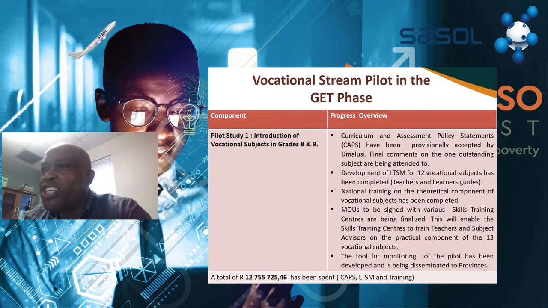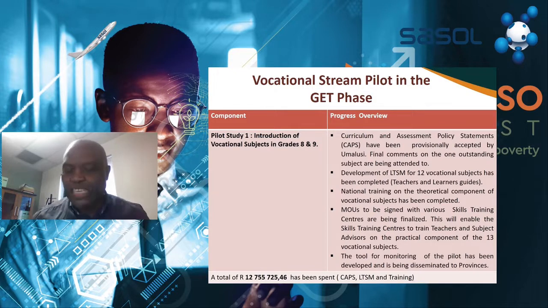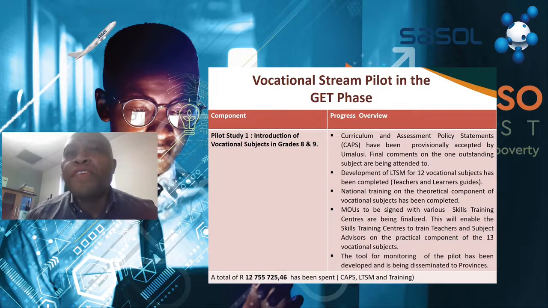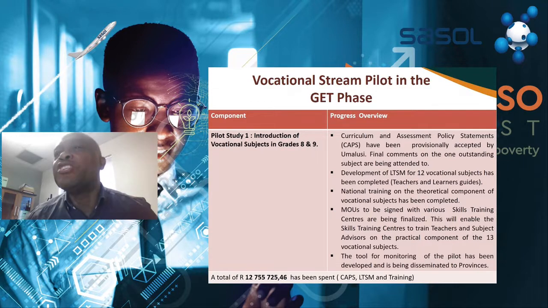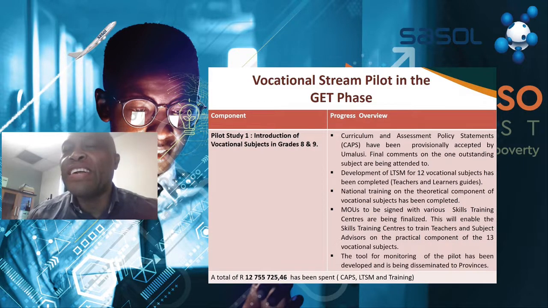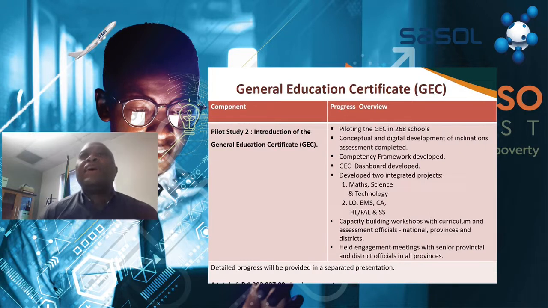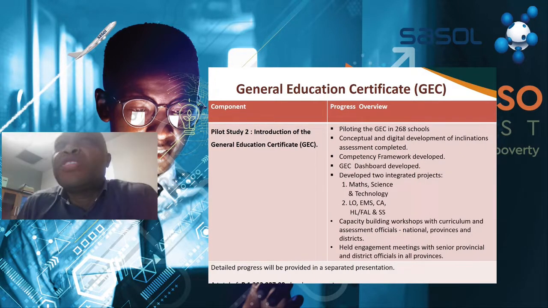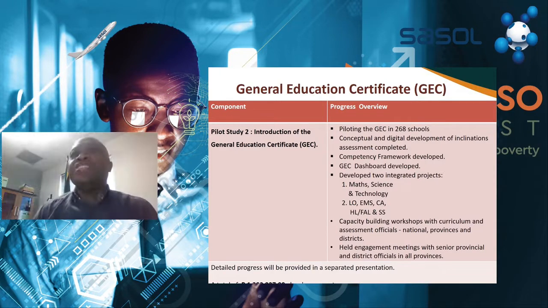So the tool for monitoring of the pilot has been developed and is being disseminated to provinces as we speak. So a total of 12 million has been spent already in terms of the writing of the CAPS, development of LTSM, and training to date. With regard to progress on the 2nd pilot, that is the introduction of the GEC.